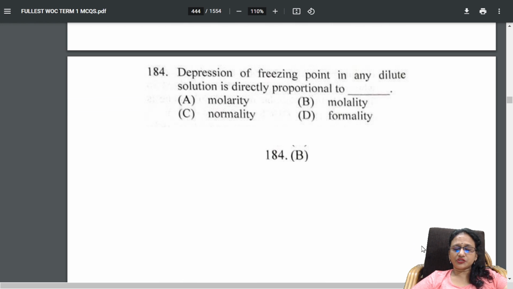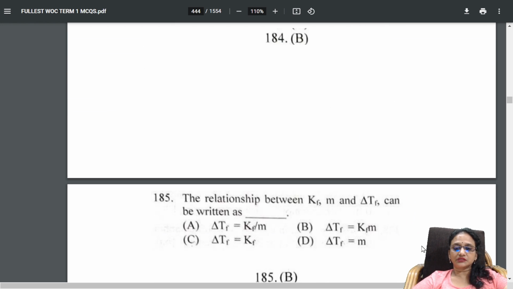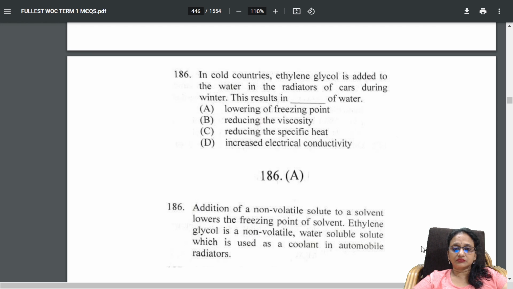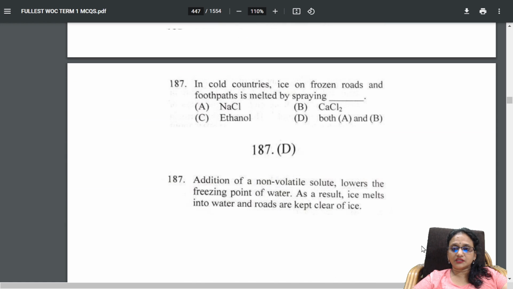These are the questions based on your depression in freezing point. So the relationship between Kf and Tf. They're asking you what is the relationship between cryoscopic constant. Ebullioscopic constant questions are over. Cryoscopic constant, and that is your molal depression constant and your molality. So cold countries, what happens? Okay, car radiators. So frozen roads. Basically, applications are also asked, students.